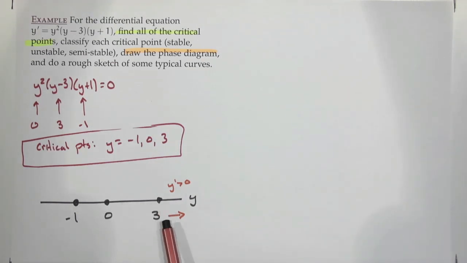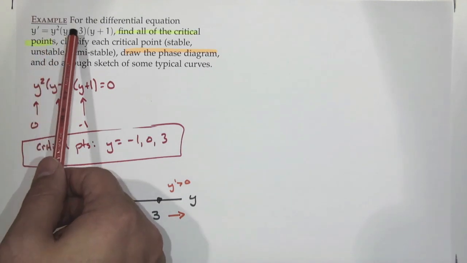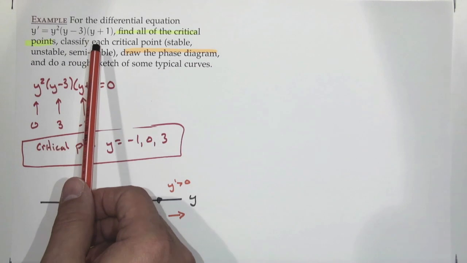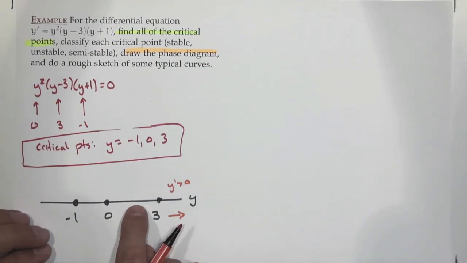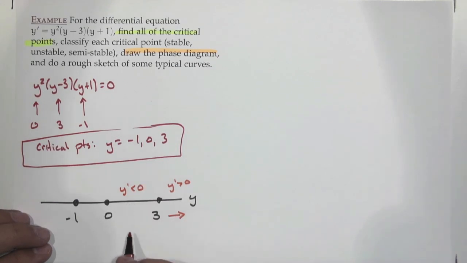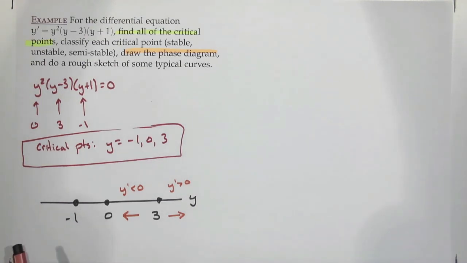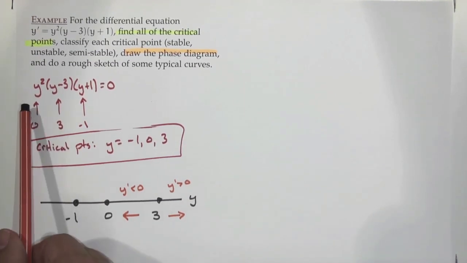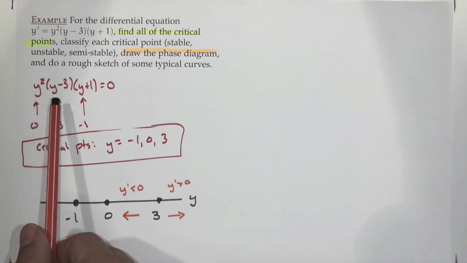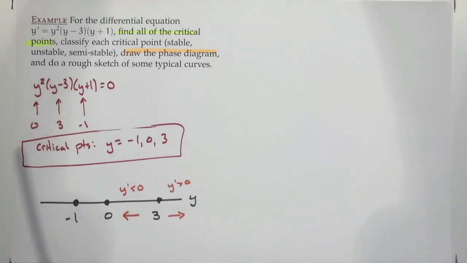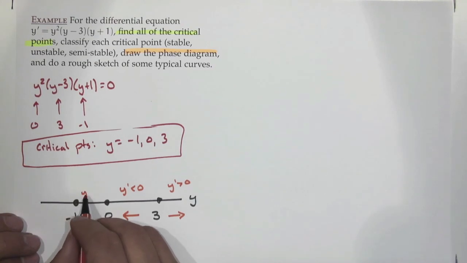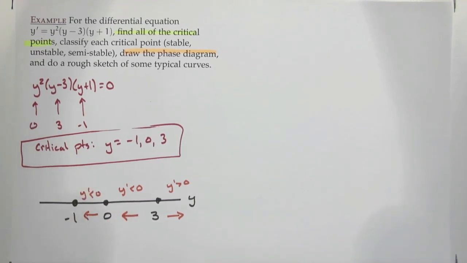Okay, pick a point between 0 and 3. 1, classic. All right, 1 squared, positive. 1 minus 3, negative. 1 plus 1, positive. So, positive times negative times positive, what's the sign? Negative. Which way do we move? To the left. Okay, between negative 1 and 0. Negative a half. Great choice. Negative a half squared, is that positive or negative? Positive. Negative a half minus 3? Negative. Negative a half plus 1? Positive. Positive, negative, positive. So it's negative. All right. So we're moving in that direction.